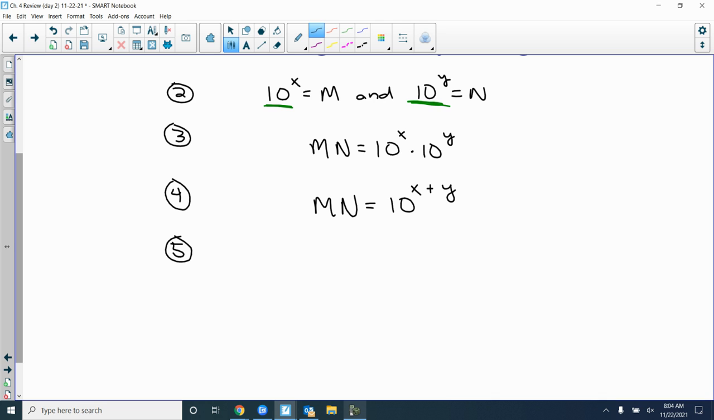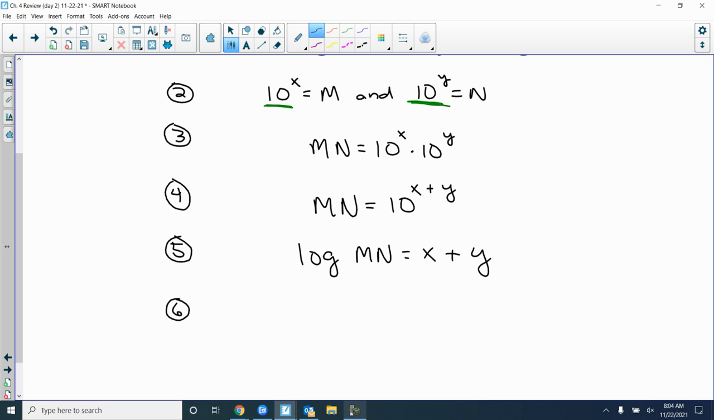And now convert back to log form. Convert back to log form. Log of mn equals the power, which is x plus y.